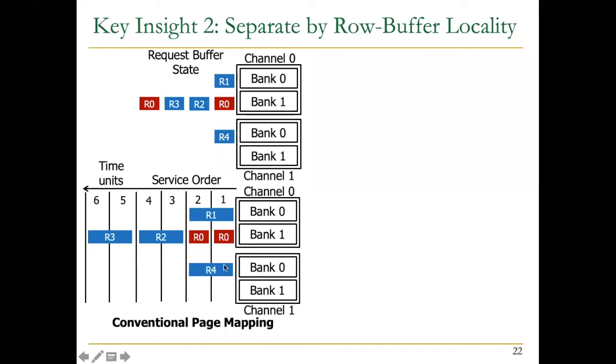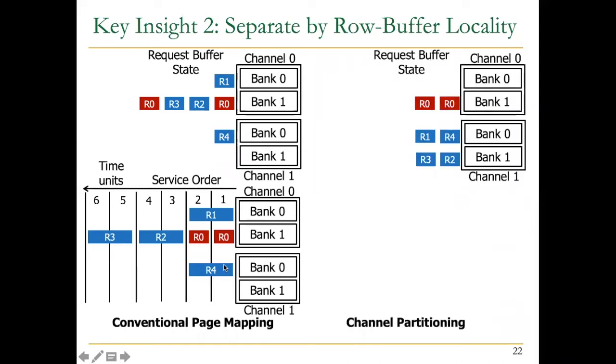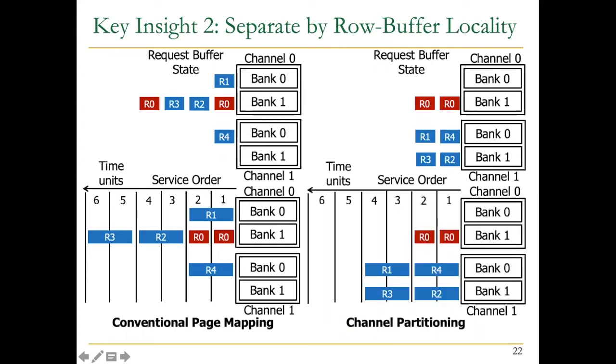If we map these applications to different channels, one application benefits a lot. The blue application gains 2 time units, whereas the red application doesn't get affected. It still gets its row buffer hit first policy working well, as you can see. This is pretty good because you're gaining overall system performance. So those are the 2 key insights that this work is based on.